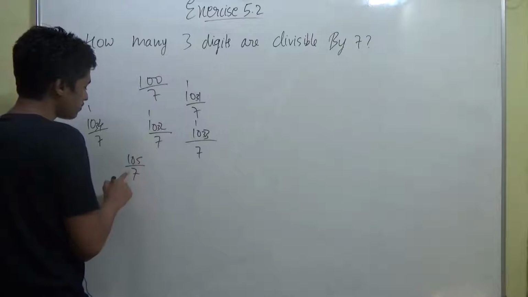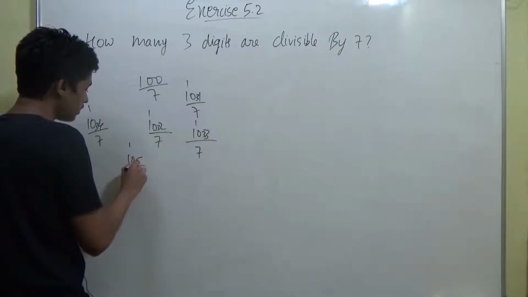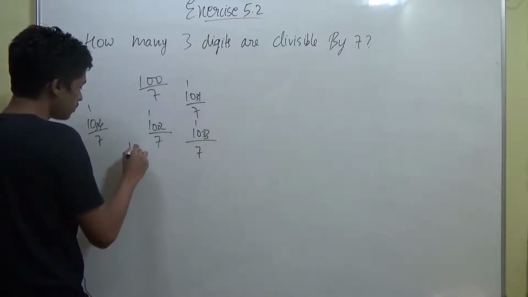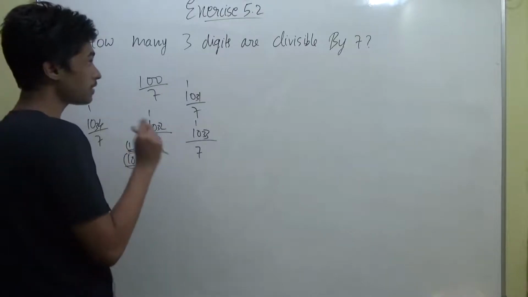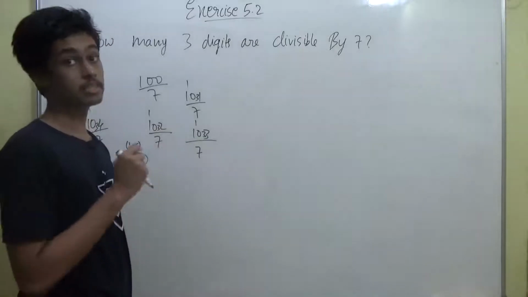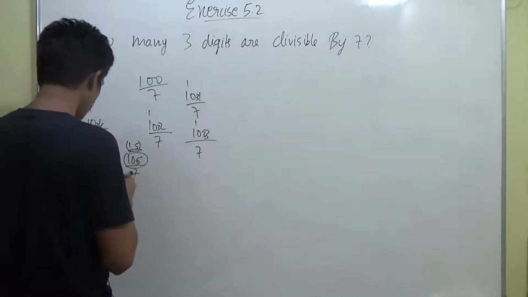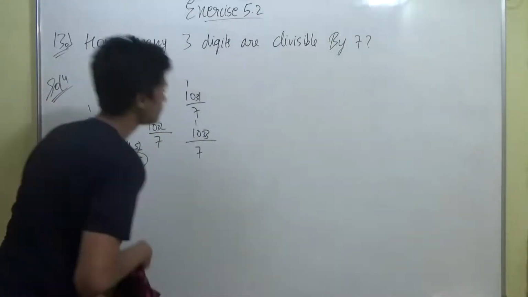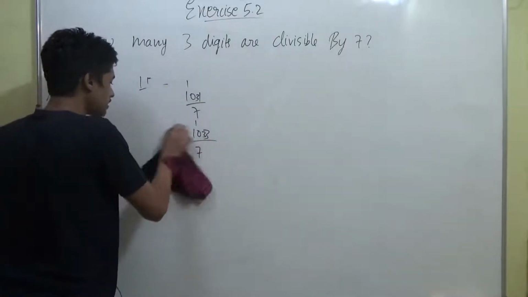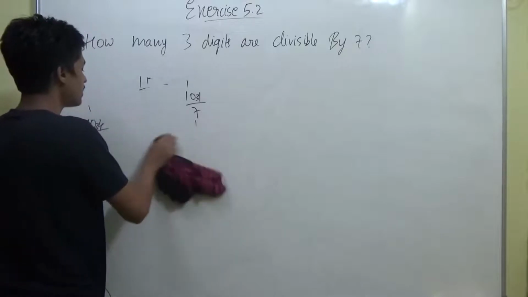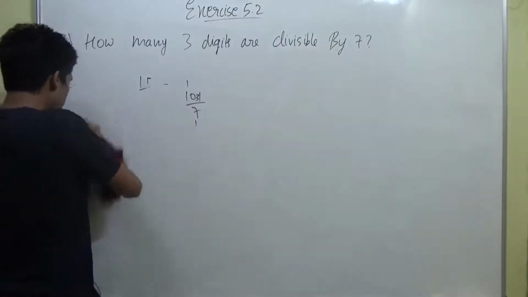105 by 7. Yeah guys, 105 is divisible by 7. So the first 3 digit number which is divisible by 7 is 105. Getting it, guys? This is how you are going to find. You are going to divide and see, from the first 3 digit number, which 3 digit number will be divisible by 7.